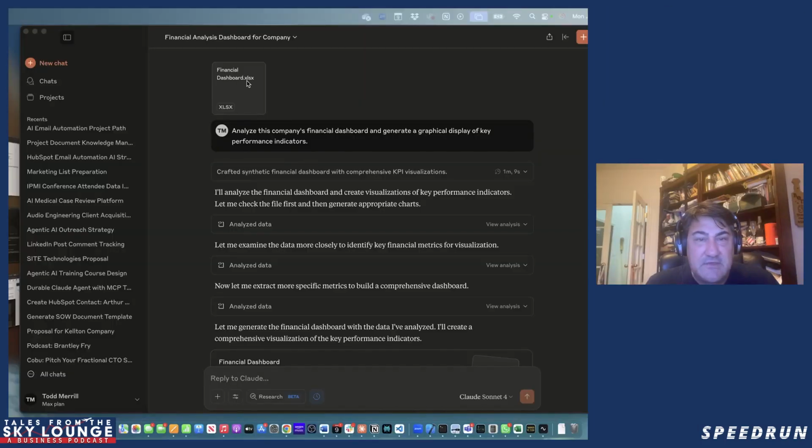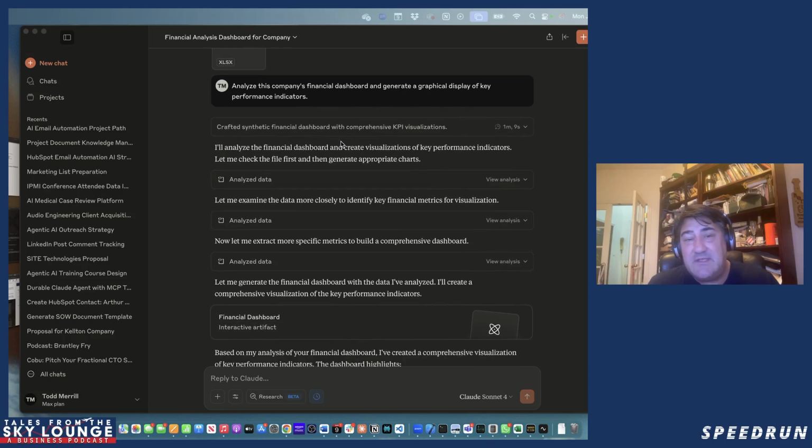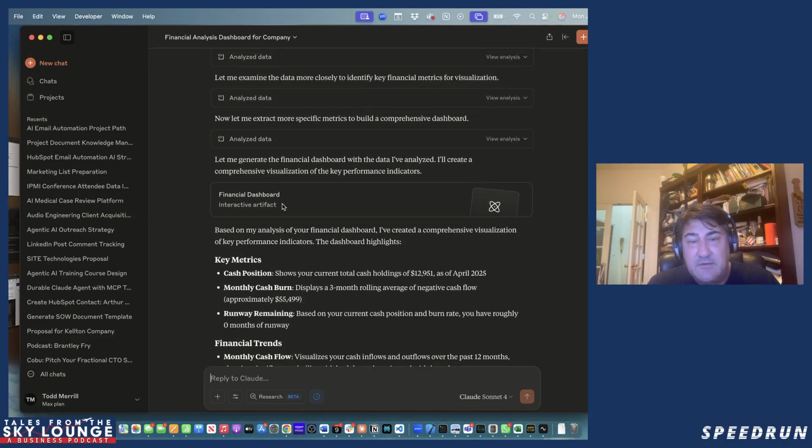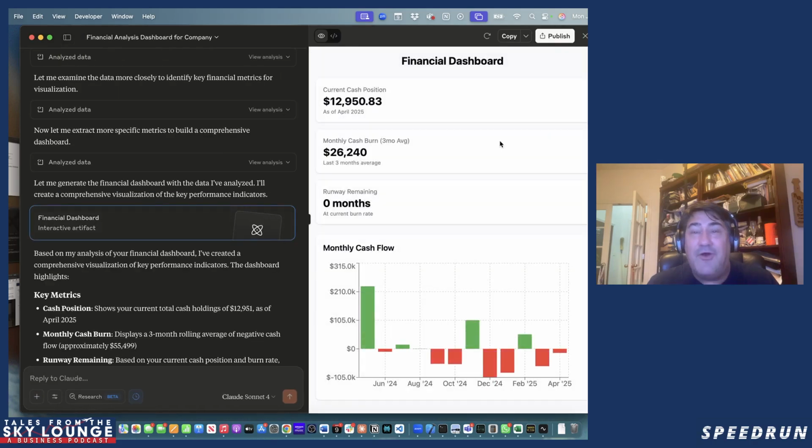All right, so I just dropped this Excel in, and I said, analyze this company's financial dashboard, generate a graphic display of KPIs. Just what can you do? Let's see what happens. Was not disappointed. So it went and pondered, and here's the interactive artifact. Oh, look at that. Widgets. It wrote freaking HTML for us.